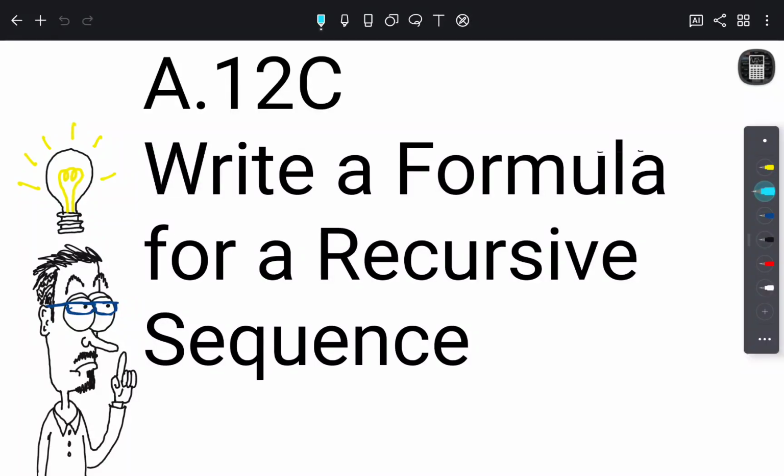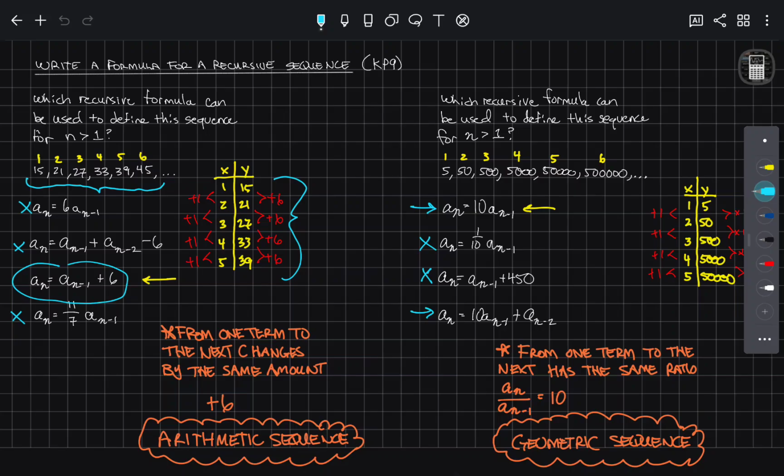Write a formula for a recursive sequence. Majority of the time, you're going to have to be able to choose a recursive sequence. And whenever you're choosing recursive sequences, you're able to test these because you're given the numbers. The thing you've got to remember is whatever place the number is in is your x value.